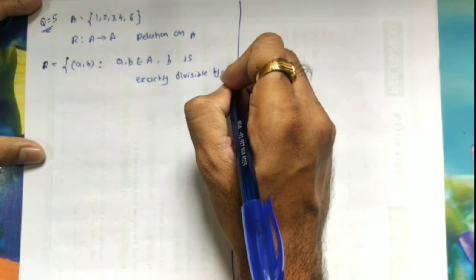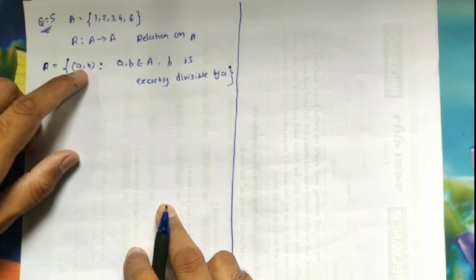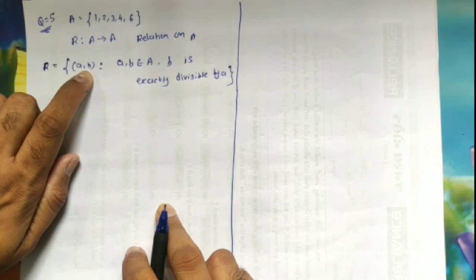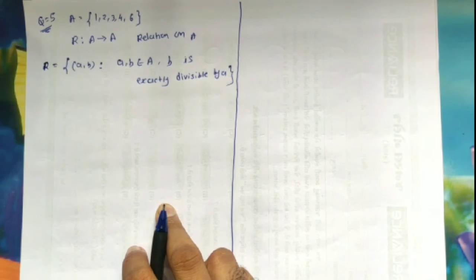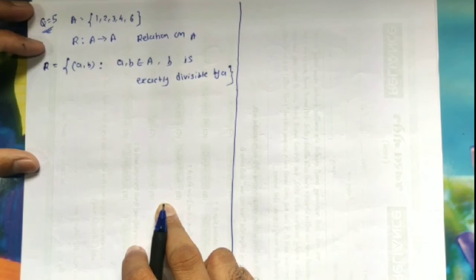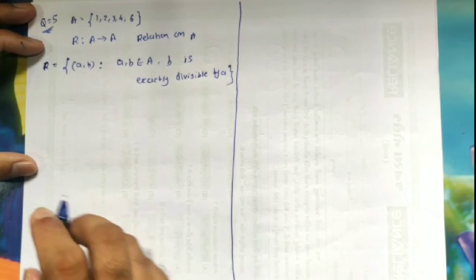Exactly divisible by A, right? The second element B is exactly divisible by A. So what is the meaning of exactly divisible? After long division, the remainder must be 0. So we can find this as follows.